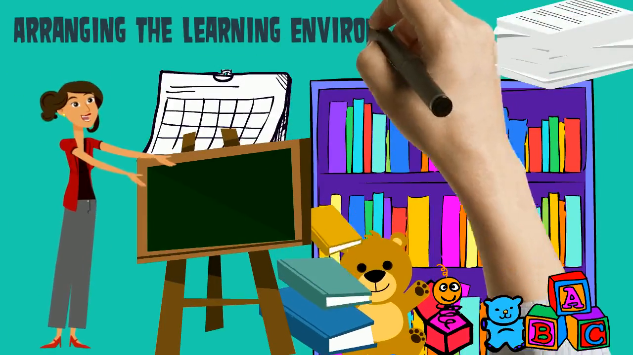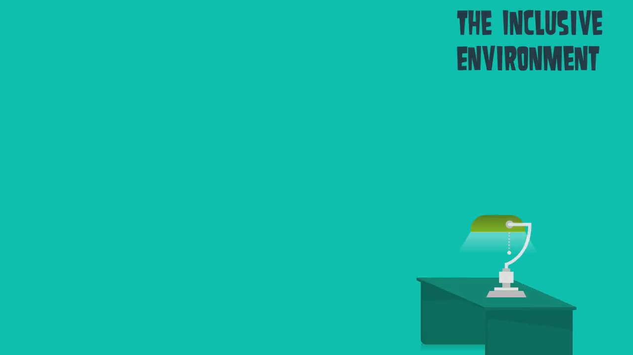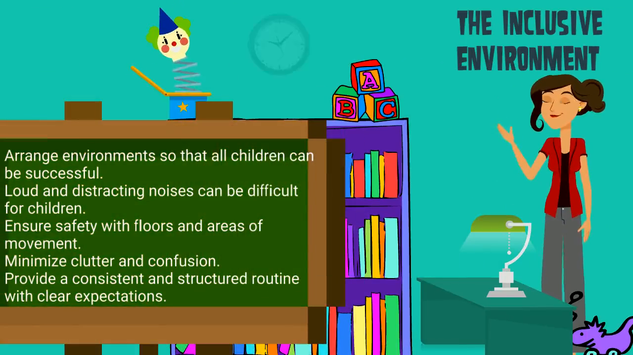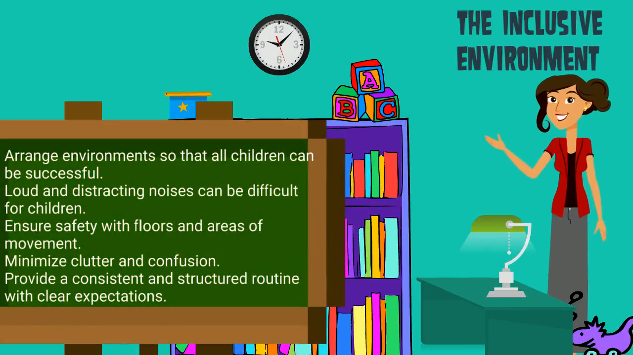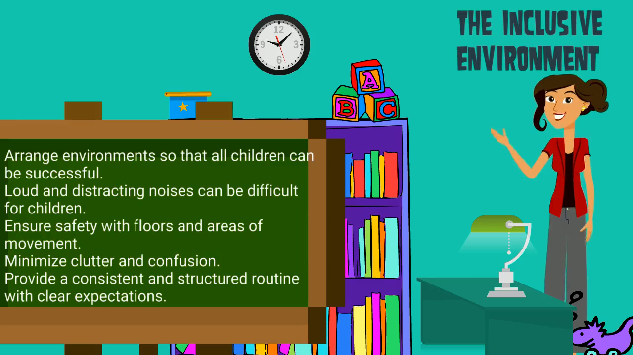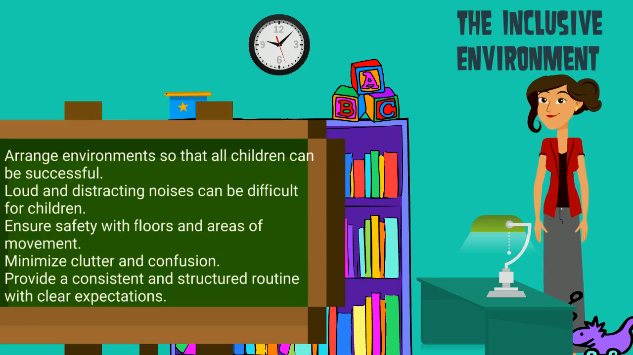Arranging the learning environment. Arrange the environment so that all children can be successful. Loud and distracting noises can be difficult for children. Ensure safety with floors and areas of movement. Minimize clutter and confusion. Provide a consistent and structured routine with clear expectations.